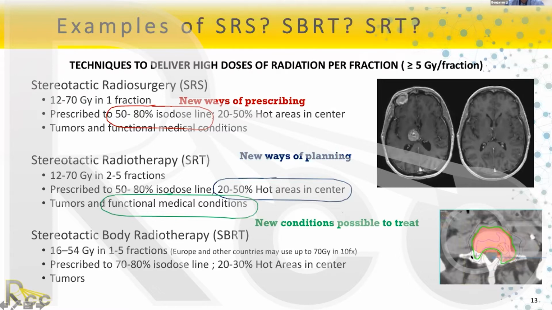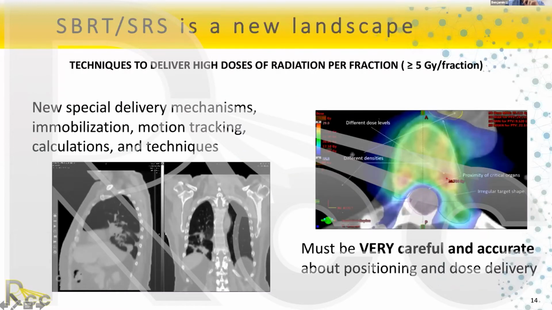Shown here is a SBRT of the spine. And you see we're not including the whole vertebral body. We're just including part of it. So it's very interesting. And we will see that there's new special delivery mechanisms. We have enhanced immobilization, even motion tracking. This is a picture of someone who's getting treated for a lung tumor, and we can track their breathing up and down. We have new considerations for our calculations by our physics team and new techniques for treatment planning.